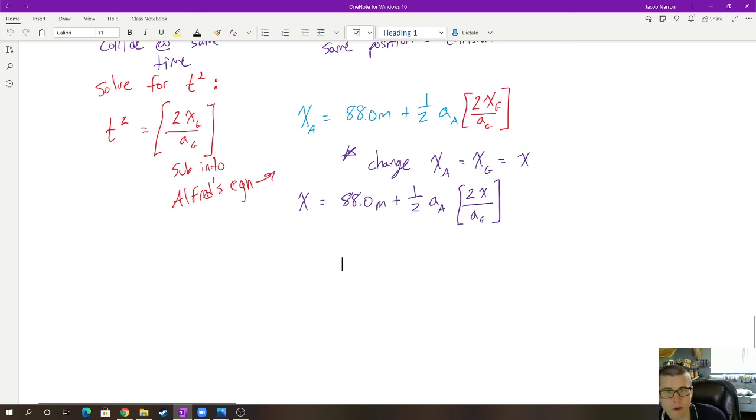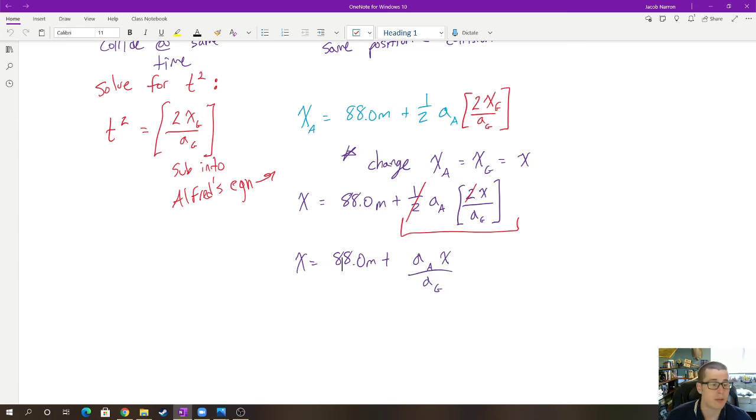Okay. Now that we've done that, we can do a little more algebra. The next step is to get rid of the 1/2 and the 2. If I'm only looking at this last term, 1/2 times 2 just goes away. So let me rewrite it down below. Now I have X equals 88.0 meters plus AA times X over AG. That helped us simplify quite a lot, and getting rid of that 1/2 and that 2 makes things a lot easier.